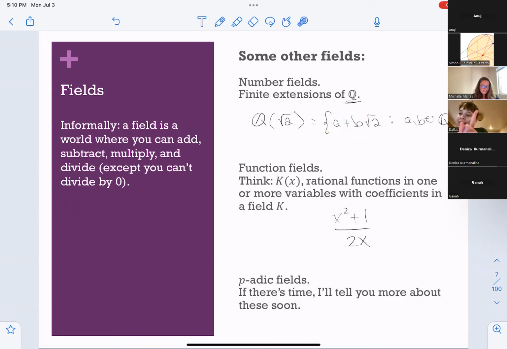Like, for example, 1 over the square root of 2 is the same as the square root of 2 over 2. Exactly right. So see how you can put it in that form.